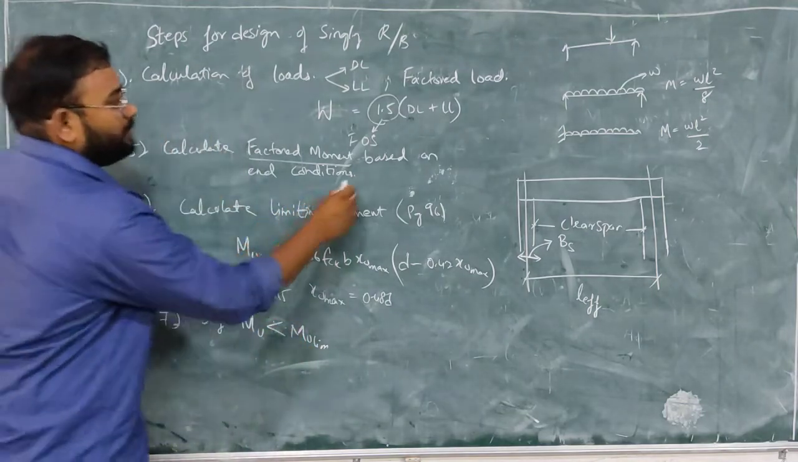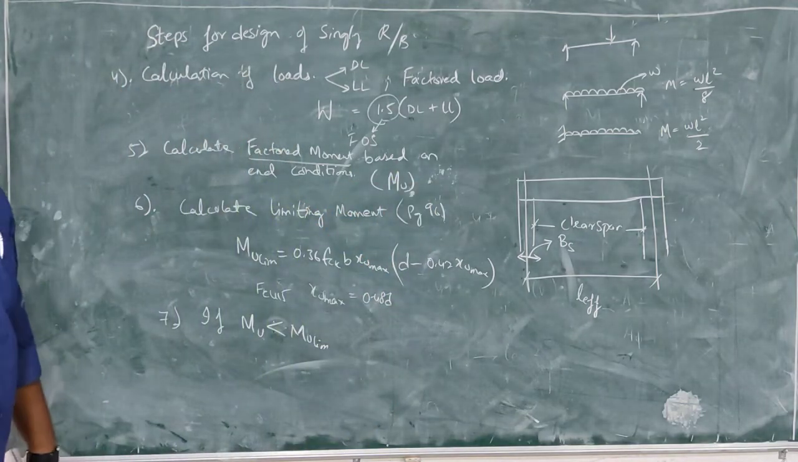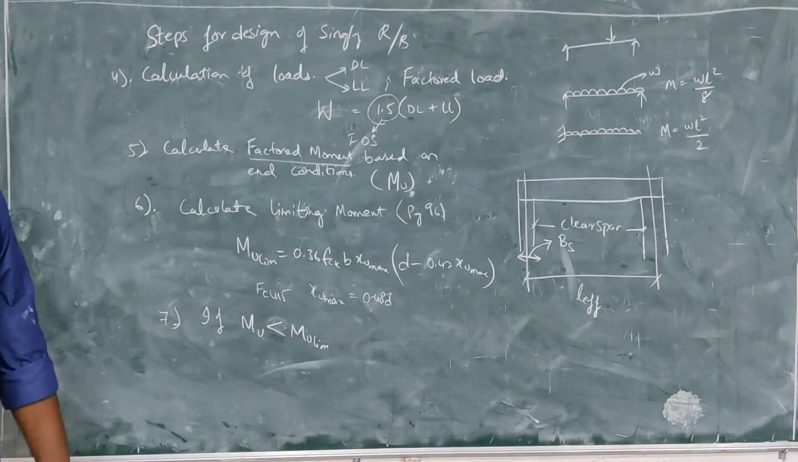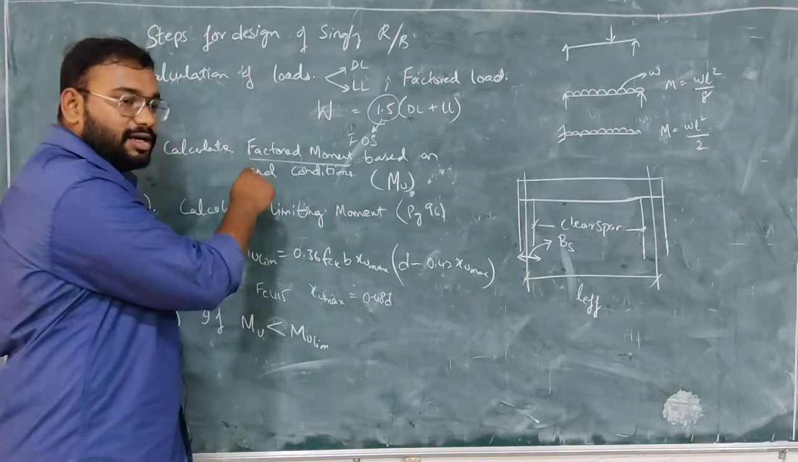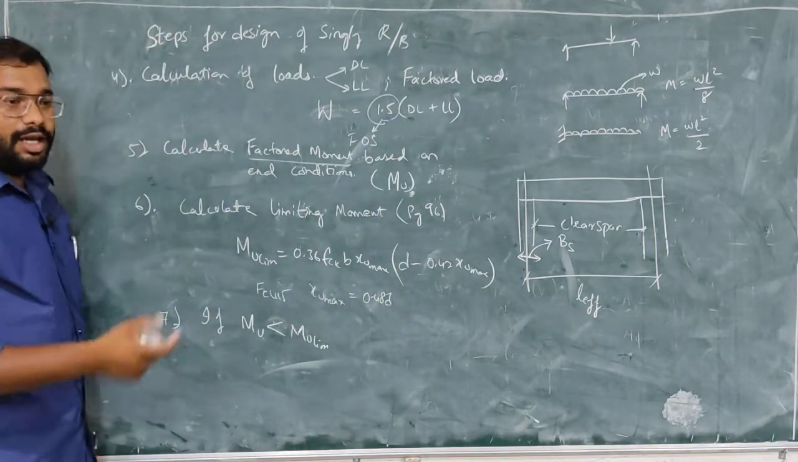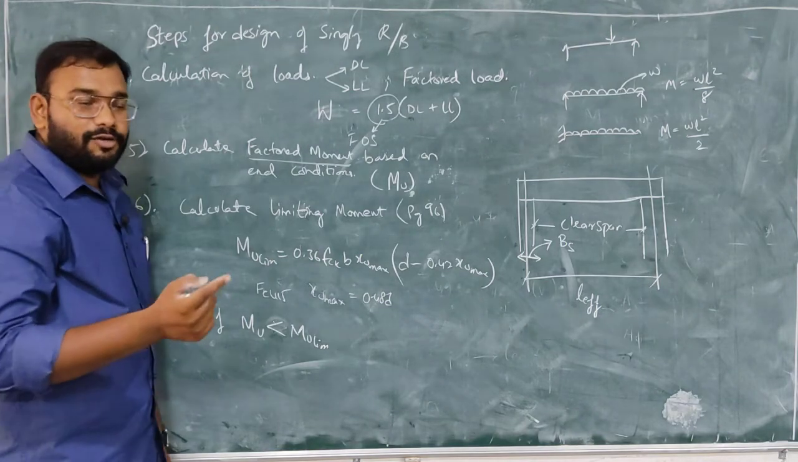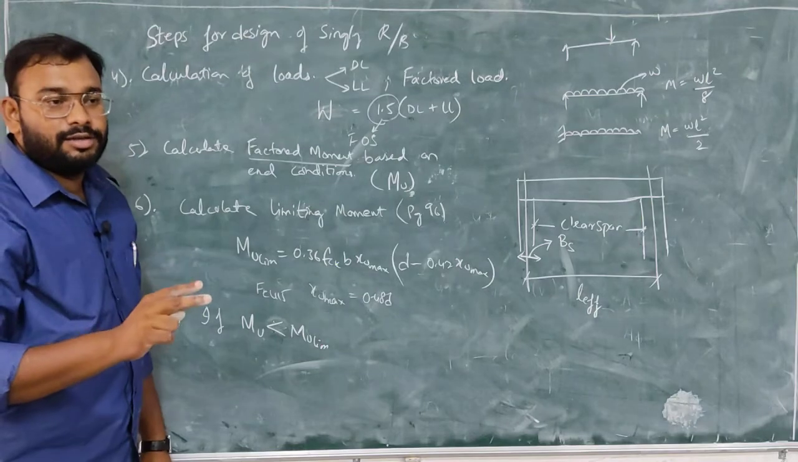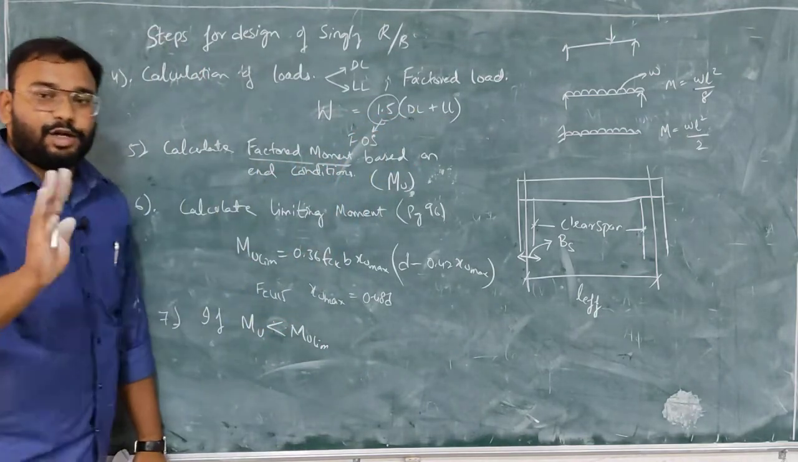What is this Mu? Mu is nothing but factored moment or ultimate moment. Ultimate moment, factored moment, design moment, all mean the same, all are Mu only. Ultimate load, factored load, design load, all are multiplied with 1.5, the factor of safety.